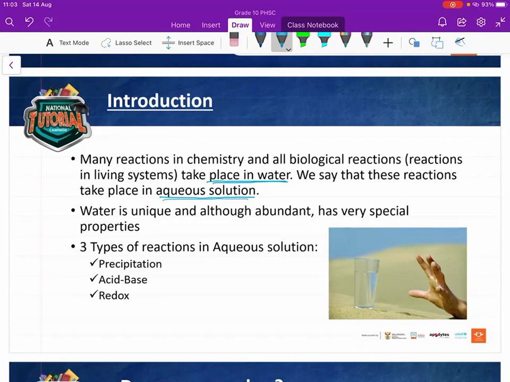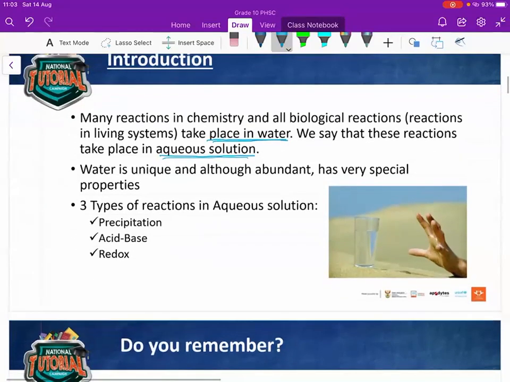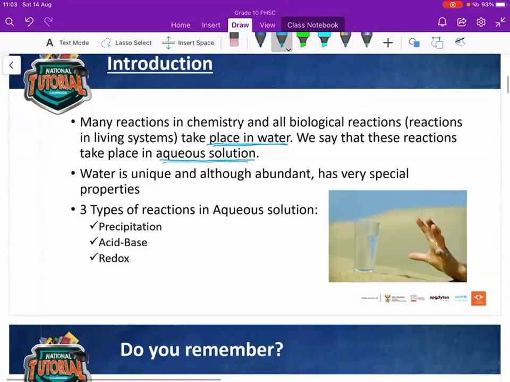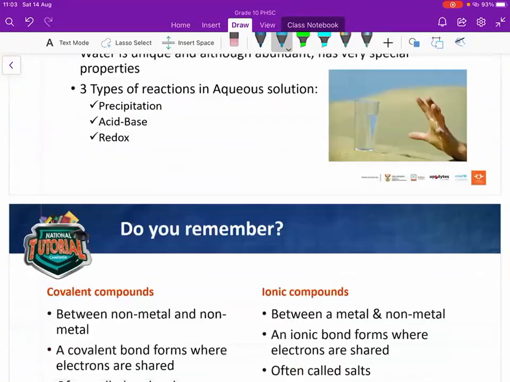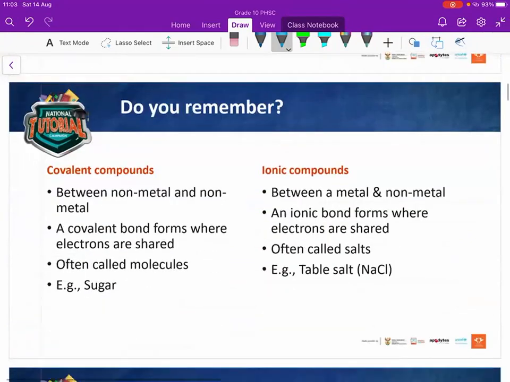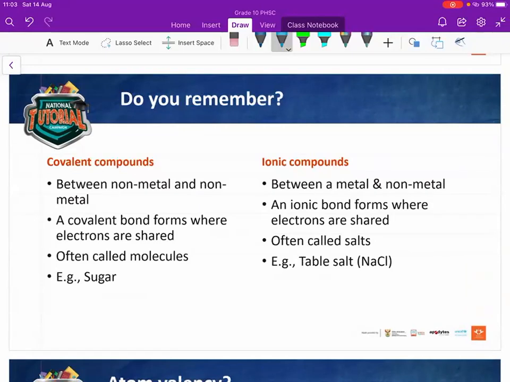So it's really important. We're going to talk about the molecular structure of water and what makes it so special. Then we're going to look at the 3 types of reactions in aqueous solution, which means reactions that happen in water: precipitation reactions, acid-base reactions, and redox reactions. I will explain all of those when we get there. But first, I wanted to check that everyone is on the same page with regards to some important chemistry basics that we should know and understand, because you're going to be writing chemical equations and dealing with ions, and we need to make sure that we understand some of the basics.